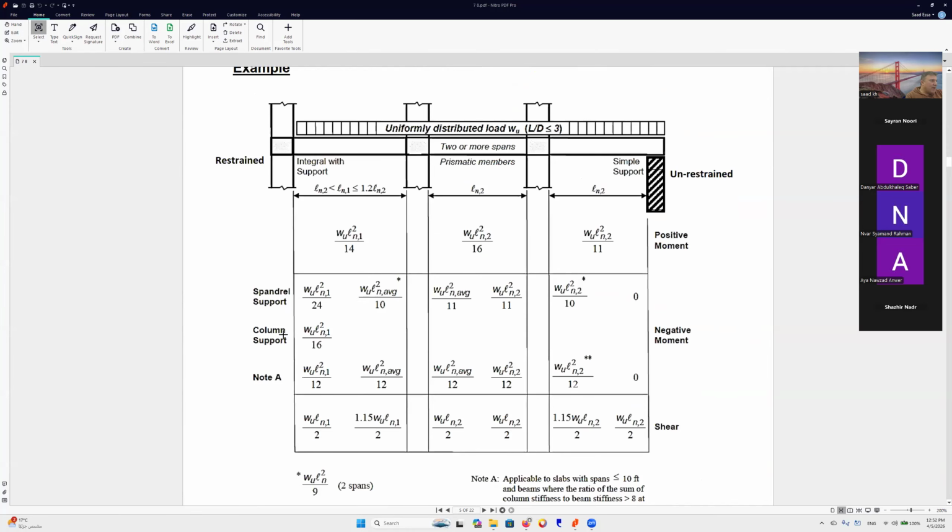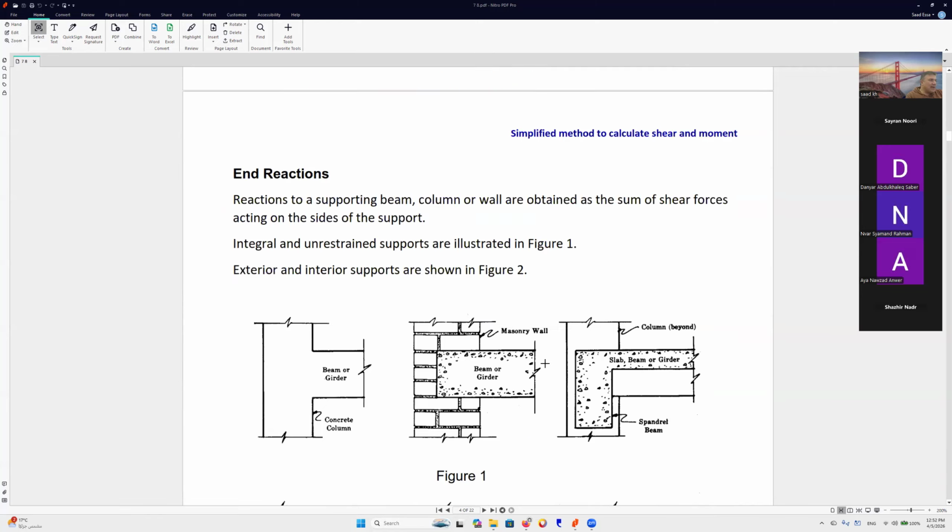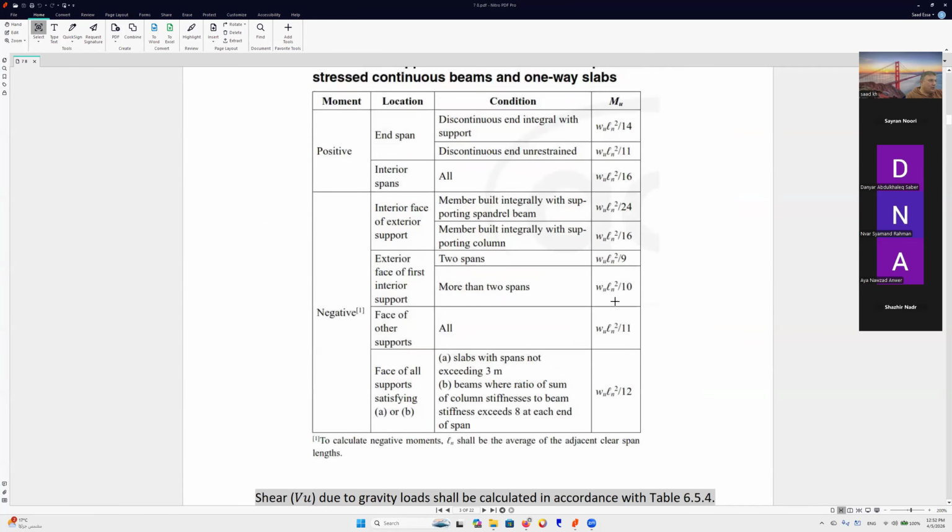What about if we have column support? We say that if we have column support, member built integrally with supporting column, WL squared over 16.